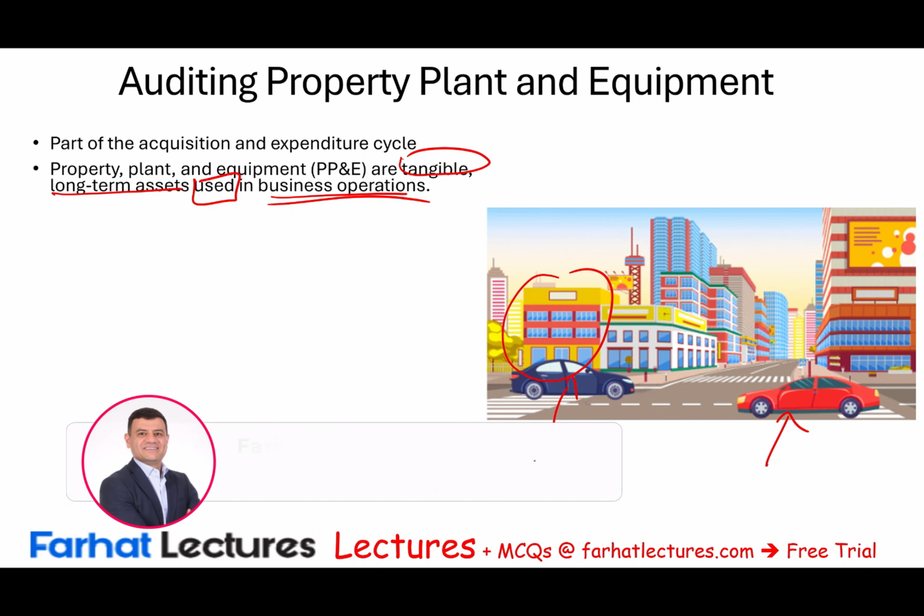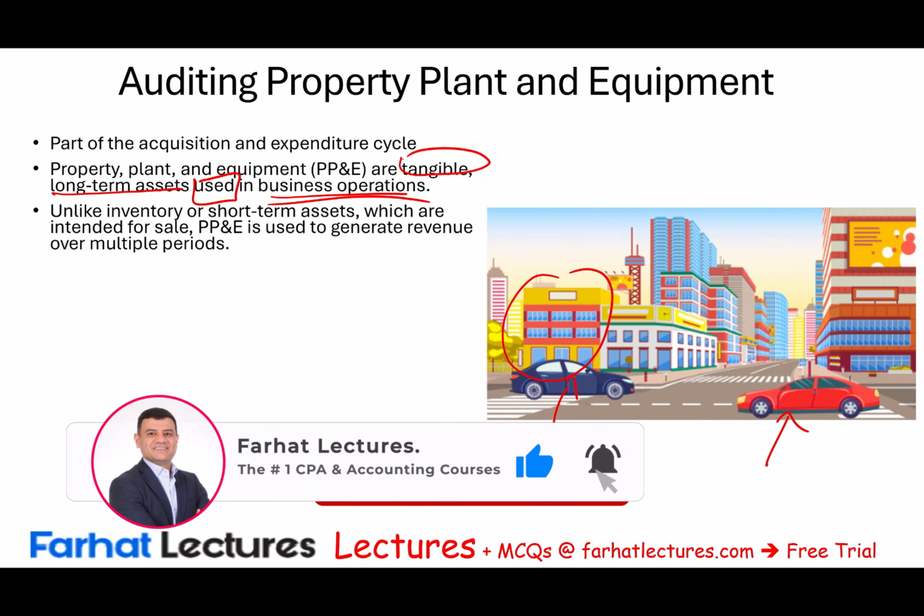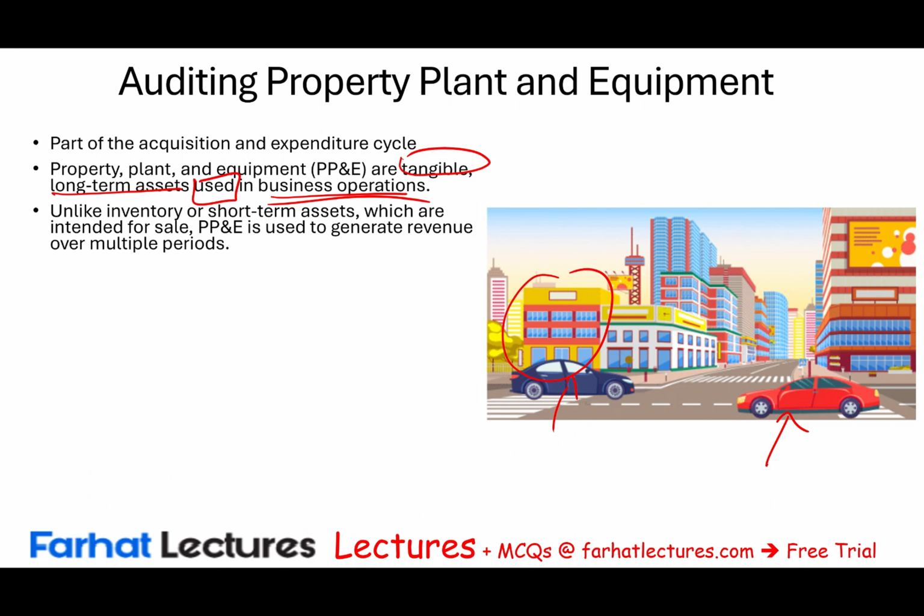Then, why is this important? This is important because if you compare them to other assets, for example, inventory, you buy the inventory, then you expense it in the same period. Property, plant, and equipment generate revenues for many years. And this is going to be an important point when we actually start to do the audit. We're going to see why this is important, because when you initially buy the property, plant, and equipment, you want to make sure it's recorded properly on the books.